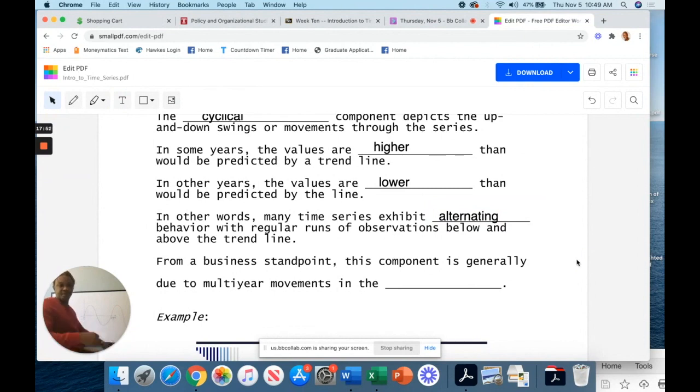Now, okay, from a business standpoint, you're not going to need to know this. This component is generally due to multi-year movements in, I'm going to say, the economy. Right? Now, I'm going to show you this in a second. One of the confusing things about cyclical is that when we discuss it here, we're going to be using a benchmark of years, right? So I can say January, February, March, all the way to December. But that's just to give you a general notion of what a cycle means.